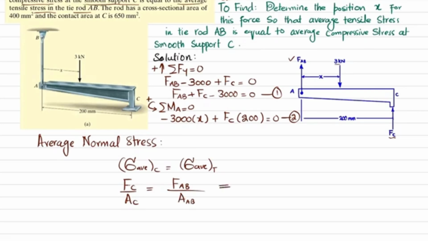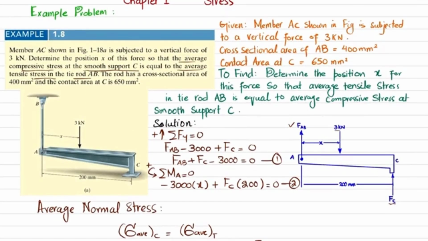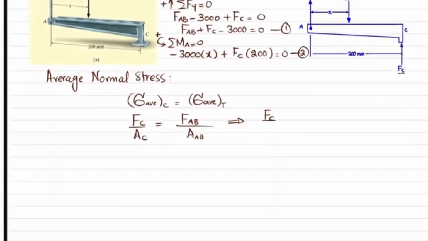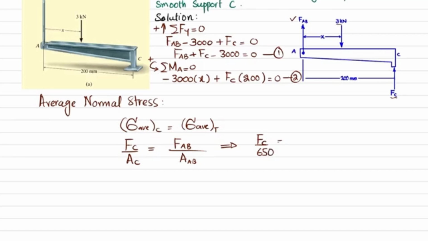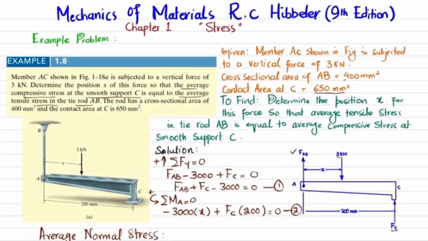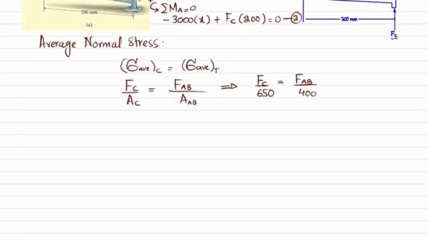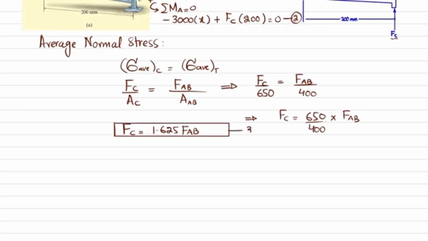So put the values in this equation. We do not have FC, so FC divided by its area at contact C, which is 650 square millimeter, is equal to FAB, which is also not known, divided by cross sectional area of AB, which is 400 square millimeter. So from this, FC will be equal to 650 divided by 400 multiplied by FAB. And when you solve this, you will get FC will be equal to 1.625 times FAB. This is your equation number 3.